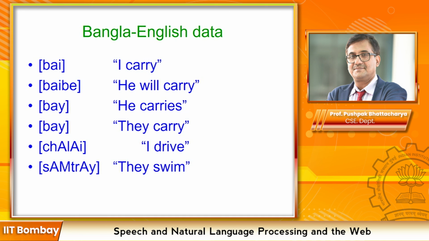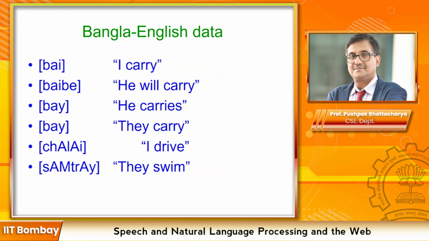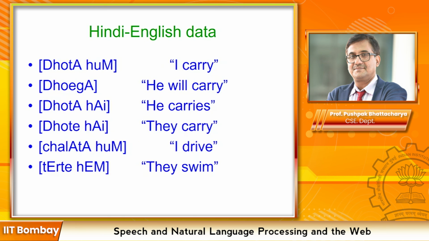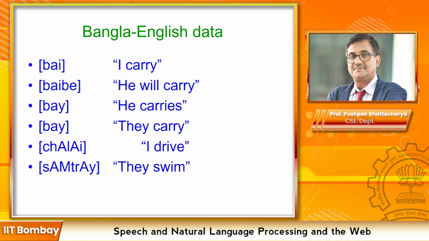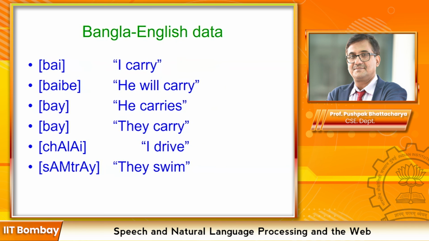Now, I carry, for example, I carry, he will carry. So this is the Bengali English data. Bengali English data is like Czech. There are only word forms, and the word forms do not have breaks between them, unlike Hindi. So dhota hu in Bengali, he will carry, and dhoega. He carries dhota hai. So you see languages have different behavior, they have different properties.